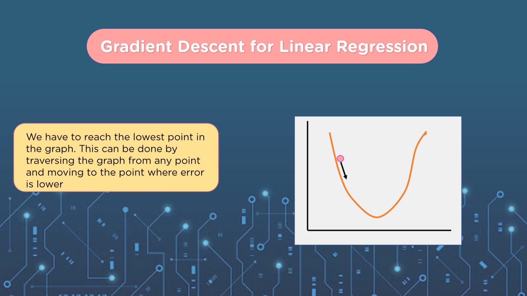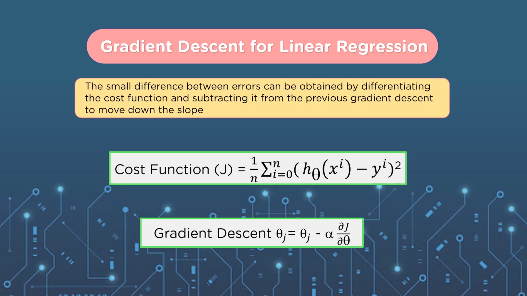So as we keep going down the hill, the small difference between each error can be attained by differentiating the cost function and subtracting it from the previous gradient descent to move down the slope. So here's our cost function of J, and then we go ahead and try new numbers, and the gradient descent is going to be our difference in those. And that's how we're going to look at finding that new value.